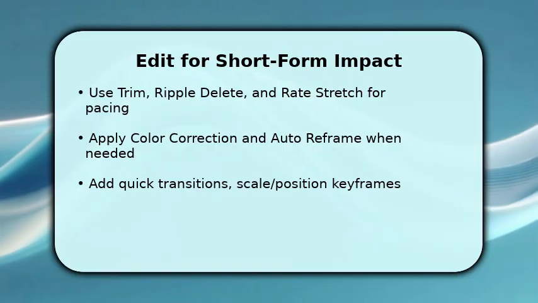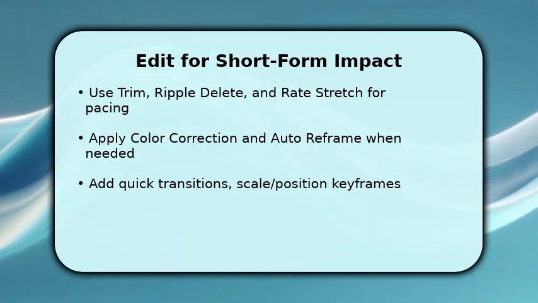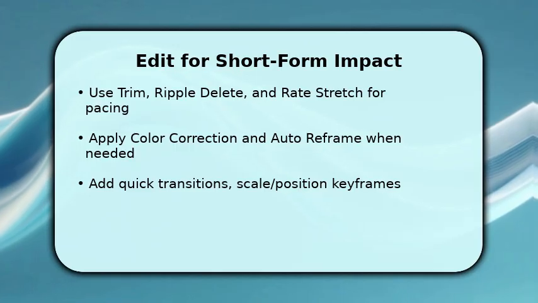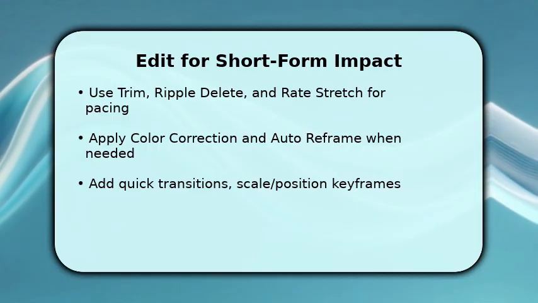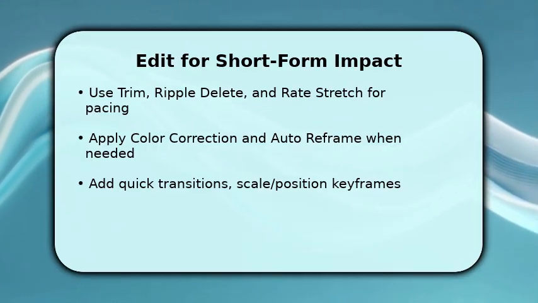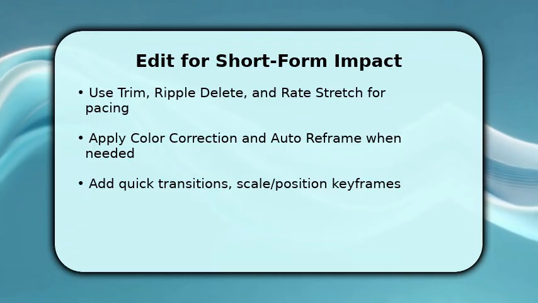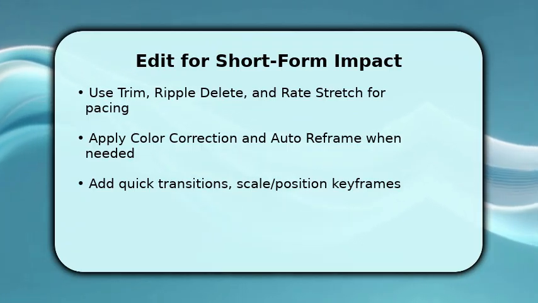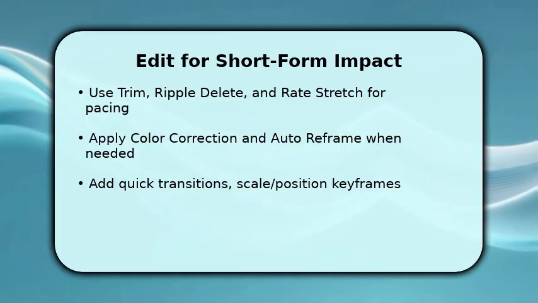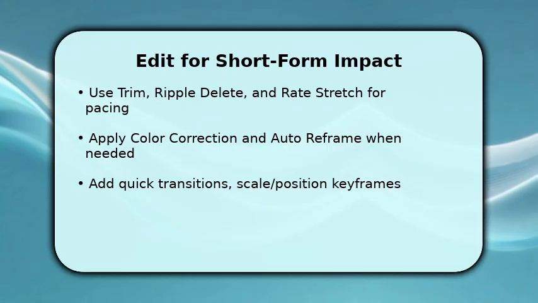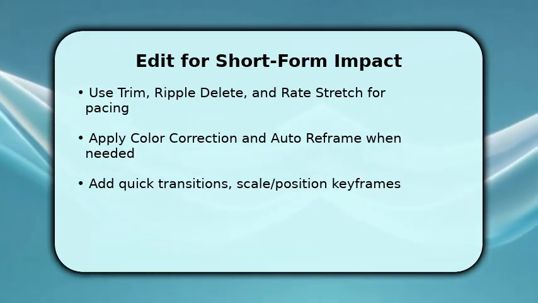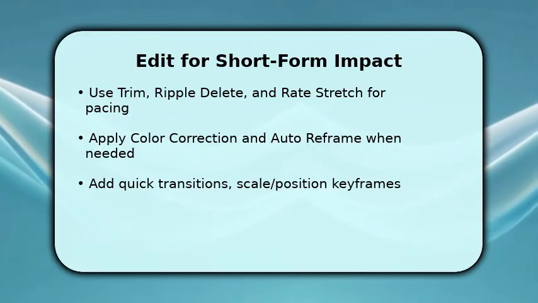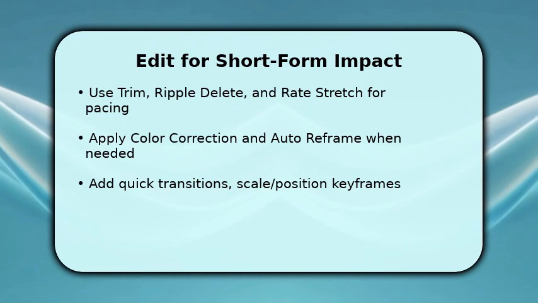Now focus on timing. Trim aggressively to hit the hook within the first 3 seconds, and use ripple delete to keep cuts tight. Adjust clip speed with rate stretch when you need to compress action. This preserves audio rhythm if necessary. Apply basic color correction for consistent skin tones, and use auto reframe only if composition varies, otherwise scale and position with keyframes to maintain vertical framing. Add snappy transitions, motion for text, and keep clips under a few seconds for constant momentum.